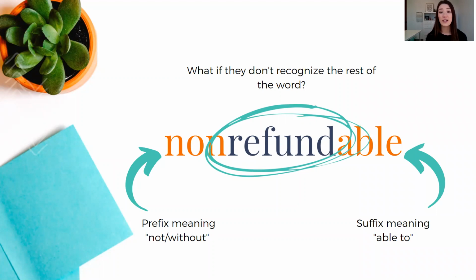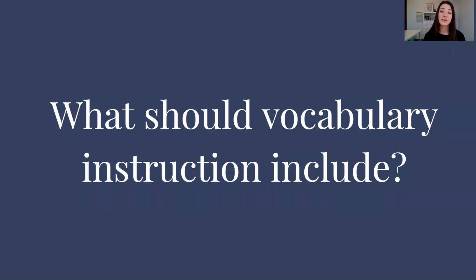And if they don't understand it, we need to show them how they can find the meaning of that word, how they can look it up, or how they can understand what that means. So that poses the question then, what should vocabulary instruction include? And there's a couple of different components that we're going to talk about quickly today.